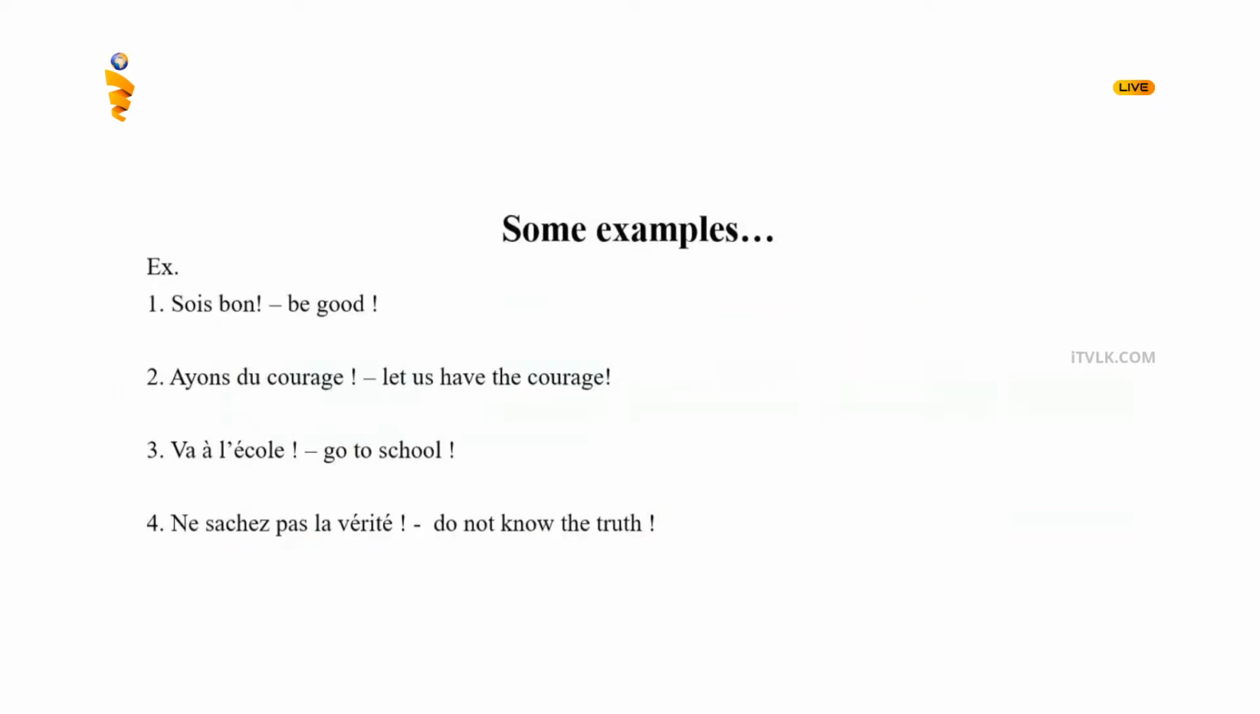Now here are some examples telling you how to use these exceptional verbs in the order form. Sois bon is to say be good. Ayons du courage, let us have the courage. Va à l'école, go to school. Ne sachez pas la vérité, do not know the truth.